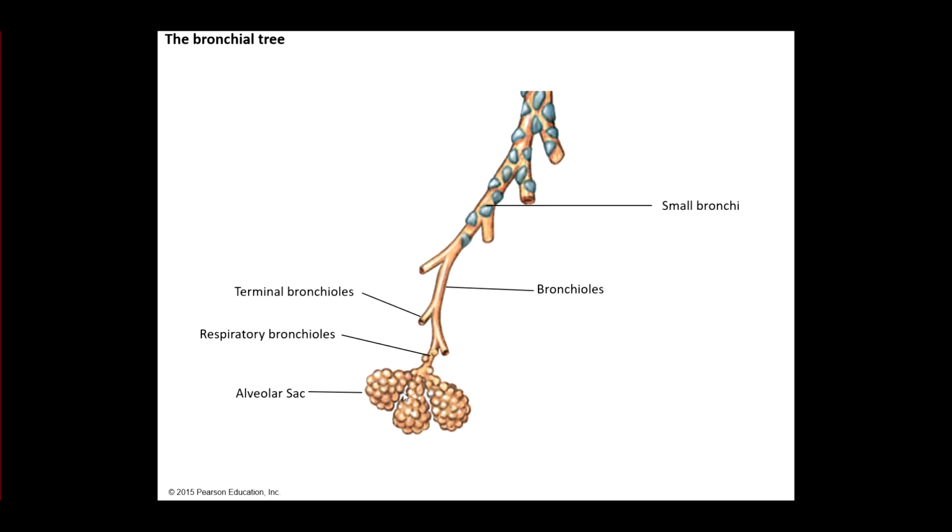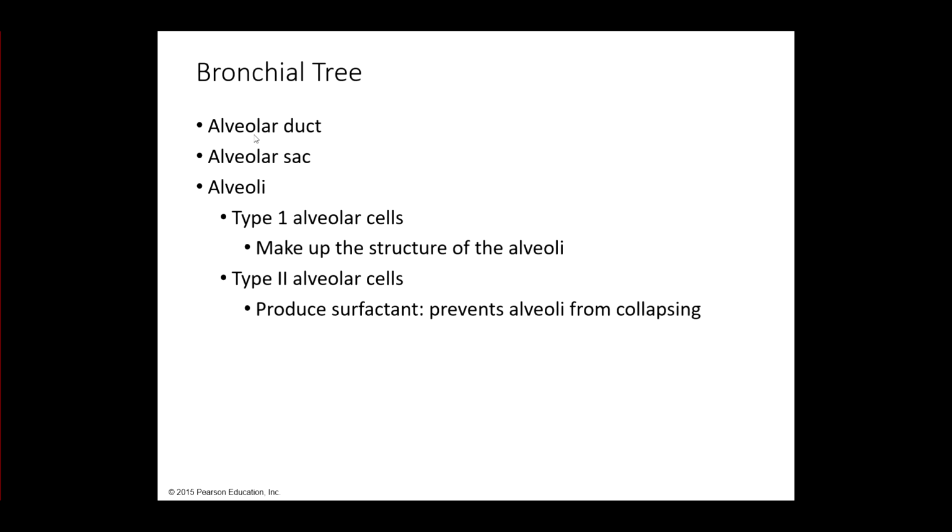So each cluster here, kind of like a group of grapes, is going to be one alveolar sac. Here's another alveolar sac. Here's another alveolar sac. And inside there's a tube known as a duct. That's known as the alveolar duct, and that's going to feed the alveolar sac. And then each individual air sac is known as an alveolus. I'll go over their anatomy in a second.